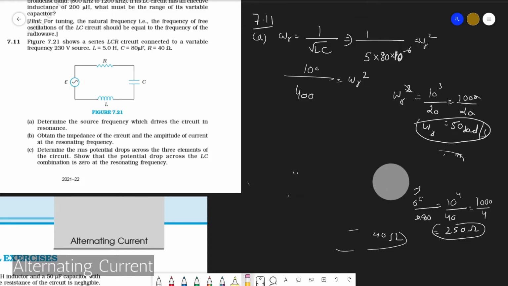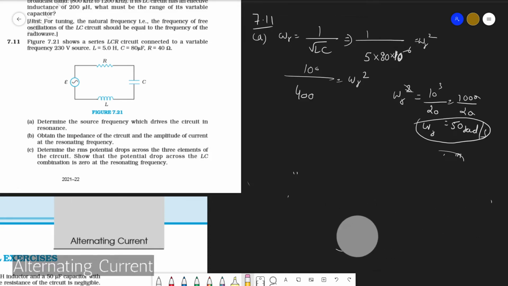Determine the RMS potential drop across the elements of the circuit. Now he is trying to verify all the results that you must remember actually by this problem. He is asking the RMS potential across the 3 elements. So obviously this is your R. Let us understand it with the graph also.